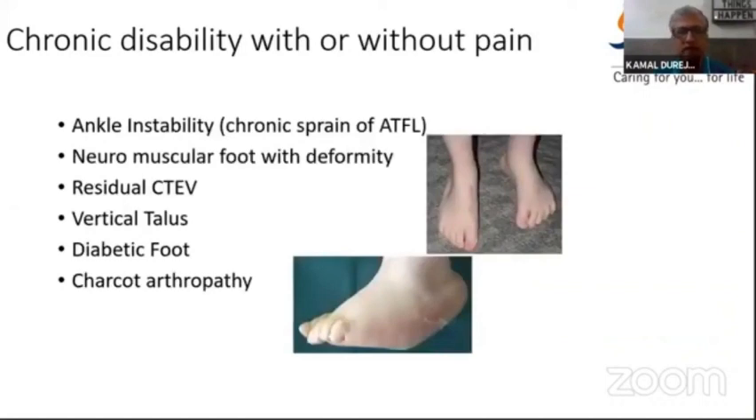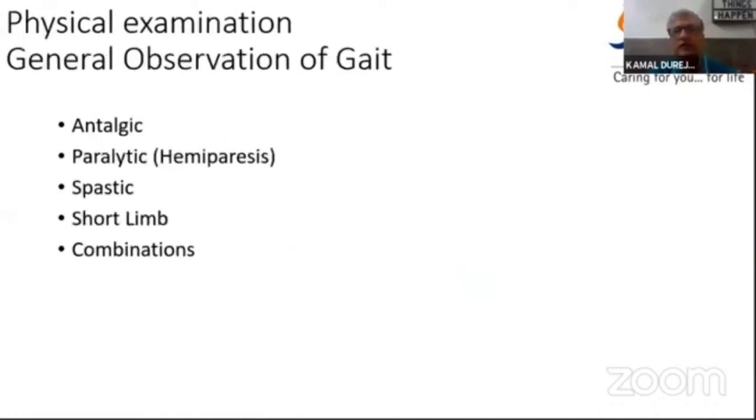Chronic disability means the patient may not have much pain, but is quite disabled from ankle instability, repeated twisting, or a neuromuscular foot with a deformity, where walking becomes very, very effortful. Similarly, think of residual CTEV, vertical talus, or a diabetic foot with a wound, or Charcot arthropathy making the foot unstable with an impending ulcer. All these conditions come to your mind when a person is disabled but may not have that much pain.